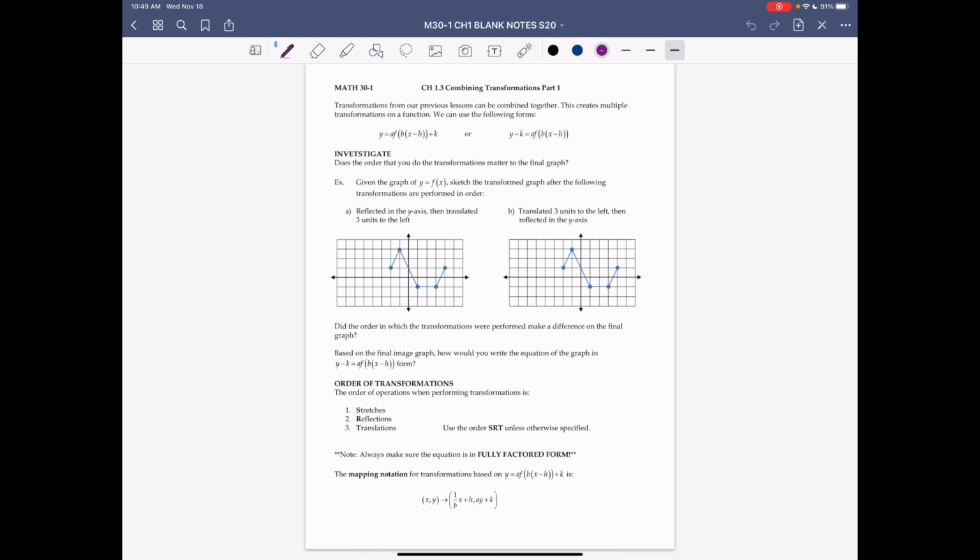The first form has y isolated. The second form has the k value with the y, so y minus k on one side of the equation, and the other three parameters on the other side.